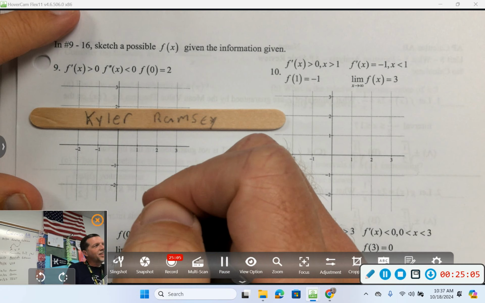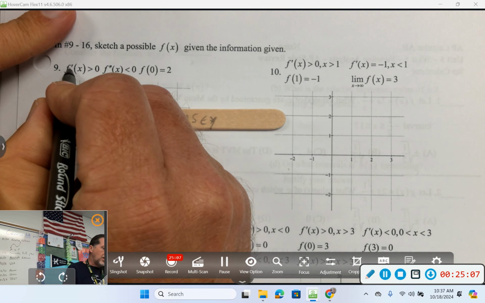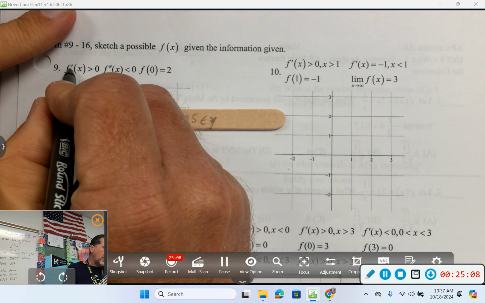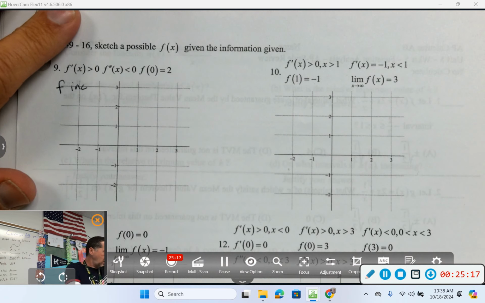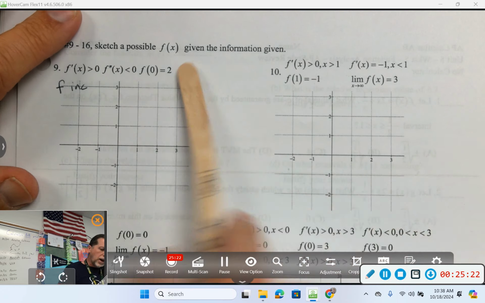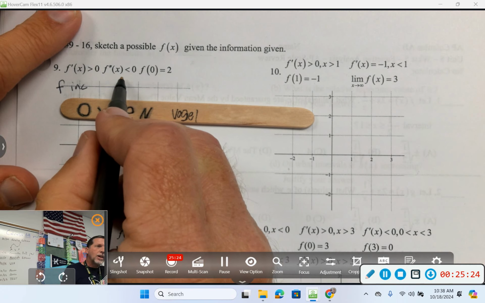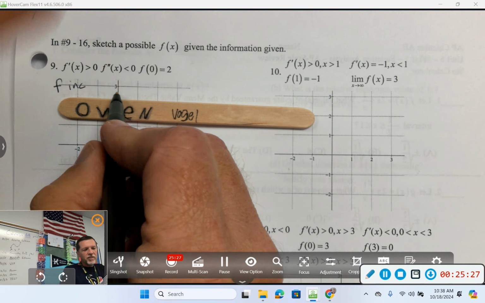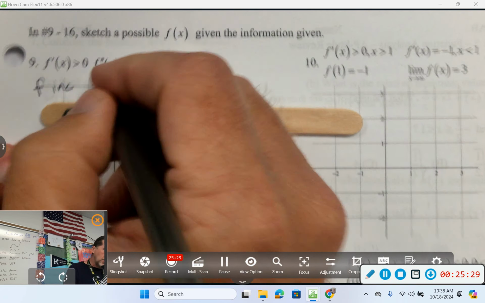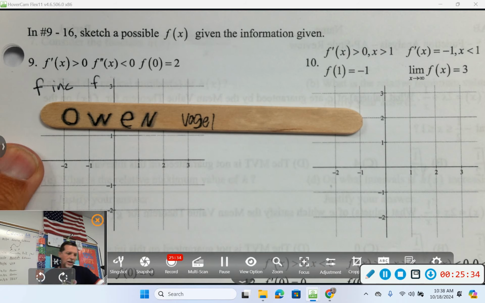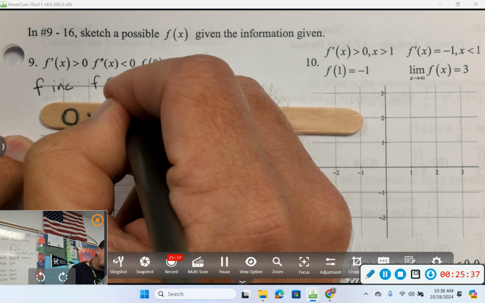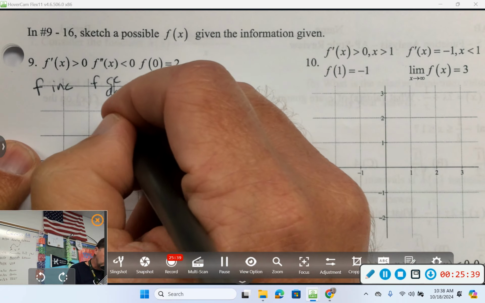What's positive? This is telling me f prime is positive. What does that tell me about f? F is increasing. Okay? F double prime is less than 0. Owen, if f double prime is less than 0, what does that tell me about f? Good, concave down. And then f of 0 equals 2. That's just a point.